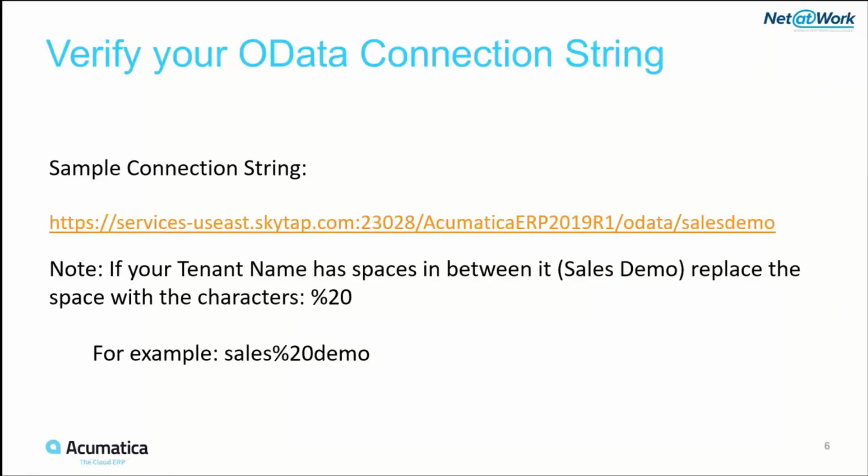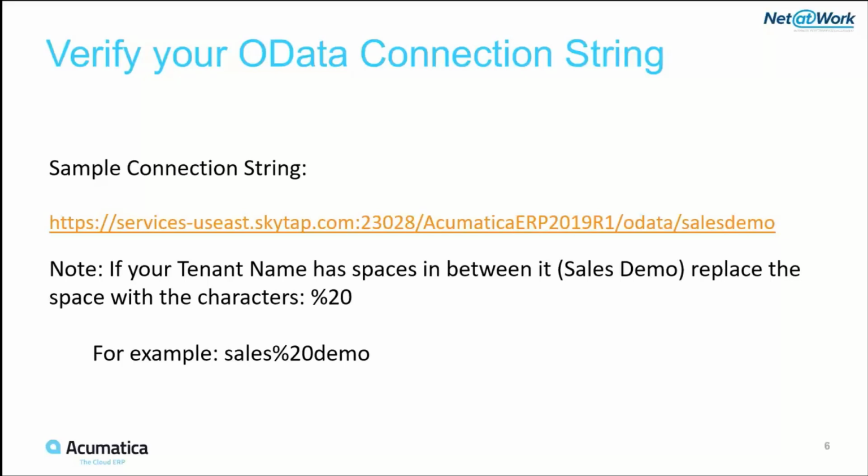So, in fact, it's on the next slide here. So my connection string for OData is that I took my Acumatica website, which we pointed out here. You put the word OData at the end of it, O-D-A-T-A, and then you put the word sales demo. So again, if we have a space in there, sales demo, you replace the blank with a % and a 20. Yes, the web was developed by a bunch of programmers. Don't know how they came up with that, but again, you put the % and the 20, and that's your substitution for a space.